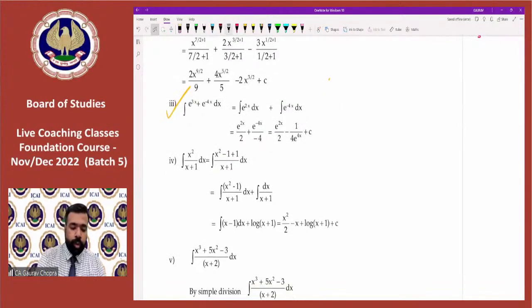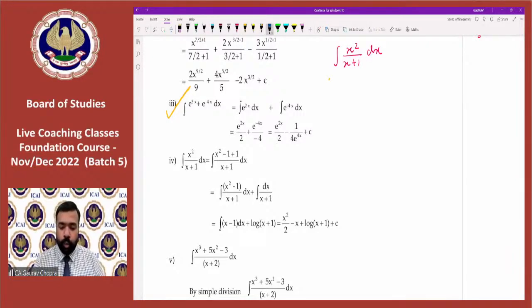So now the fourth one says integration of x squared divided by x plus 1 dx. Now we have to see these two functions are in division. Now how to solve them? There are some tricks which we can use. Since in the denominator we have x plus 1, but in the numerator we do not have x plus 1, if we try to make x plus 1 in the numerator, then it can get cancelled. So let us try to make x plus 1 in the numerator also.